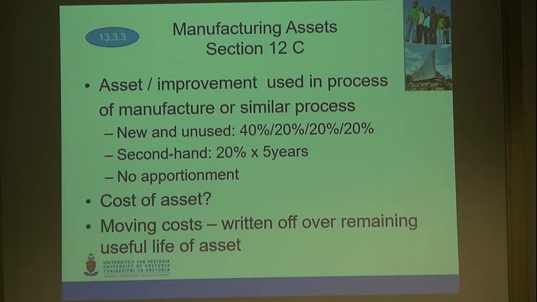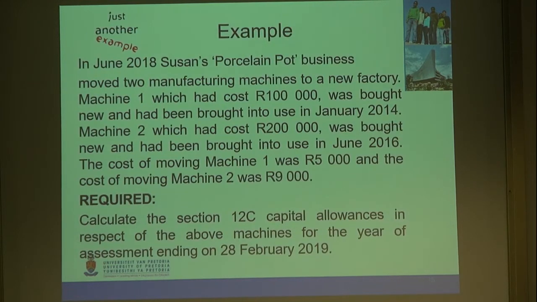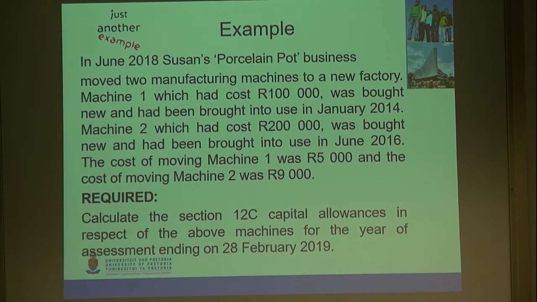Okay. So that being said, let's have a look at an example where there are moving costs involved. I want to give you a few minutes to try and do it on your own. You'll see that there's two assets, two manufacturing assets in this question. You're going to have to figure out how many years of these assets have been written off, and then figure out how many years are left, and then decide how you're going to write off the moving costs.